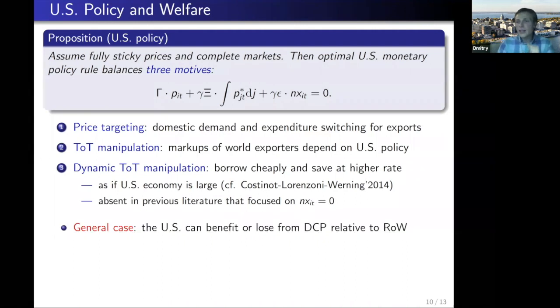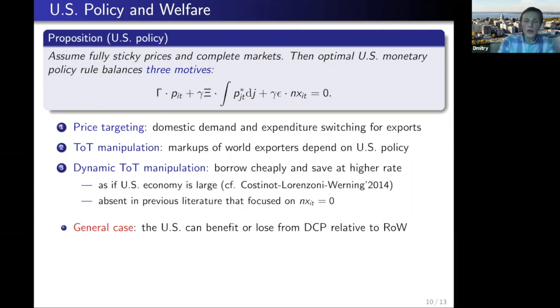So does it necessarily mean that the US has higher welfare in this economy than other countries? Turns out that's not the case. It turns out that this is the dimension in which a lot depends on the particular values of the parameters, on the particular structure of the asset markets and other additional assumptions. So in principle, the US can benefit from DCP, or it can lose relative to other economies.